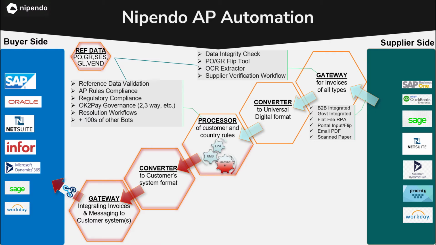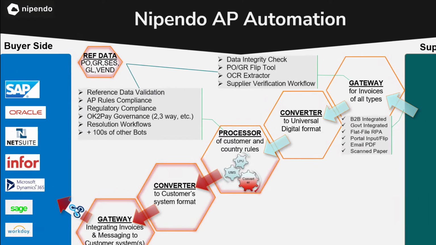Okay, this is mostly a happy path use case for PO/GR based invoice processing through the Nipendo AP Automation solution, using our map here: getting the data through a gateway, captured, digitized, converted, and then processed for validations, and then pushed into the SAP system that we're going to use as the backend. But we're going to start here.